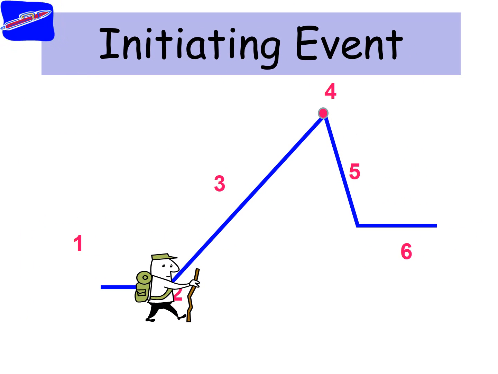Our next stage of plot is called initiating event. Unlike the exposition, which might consist of several events, the initiating event consists of only one event, which is why it's represented by a dot on our plot diagram. So that's going to go on line number 2 on your plot diagram.